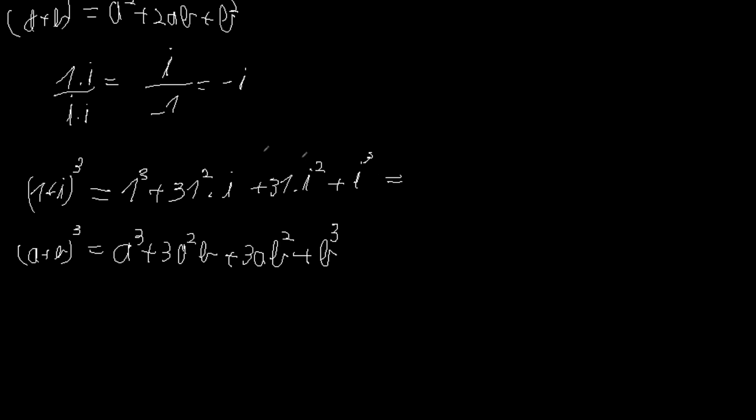Now this will give us 1 plus 3i, plus 3 times 1 times i squared, which is -1. So we have 1 minus 3, so it's -2. And we have the i in front, so if you remember how exponents work, i cubed is nothing else but i squared times i, so just -i.